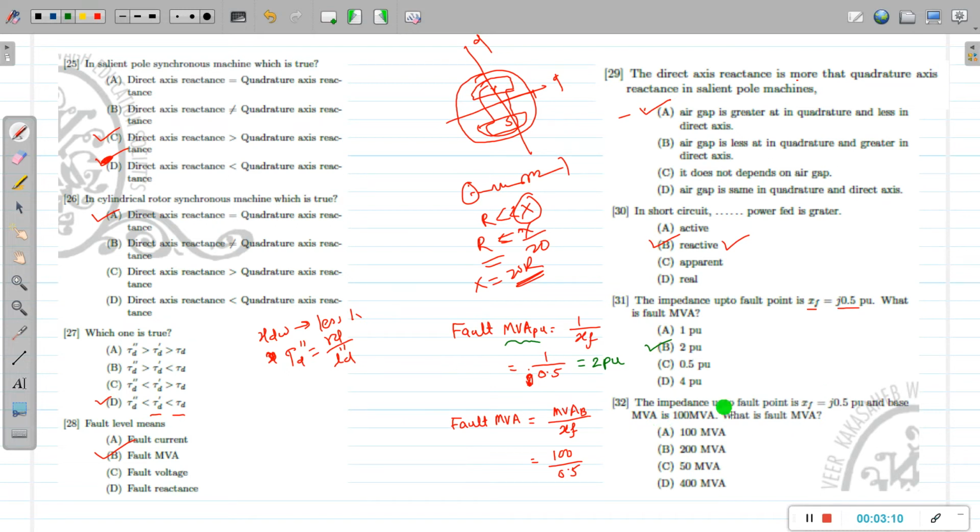Here the same problem is asked, but we want to calculate the fault MVA, not the per unit. We have to calculate the fault MVA in terms of MVA value. The base MVA is given, so you have to use the formula: fault power in MVA is MVA base upon XF, so 100 divided by 0.5. This value will give you 200 MVA. So the correct option is this.